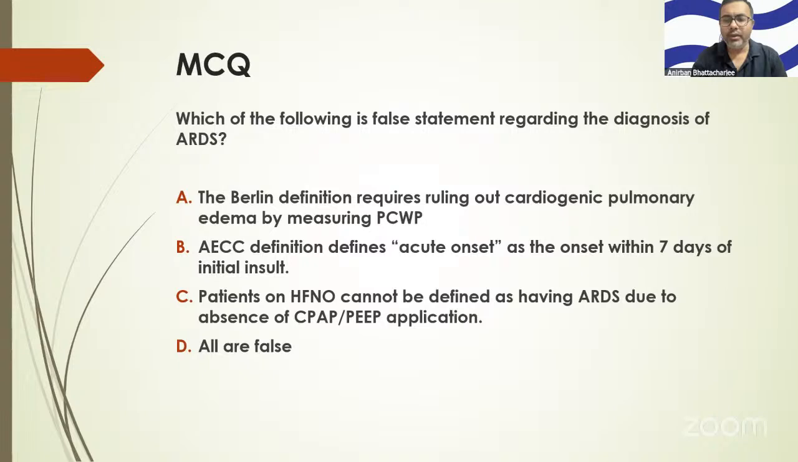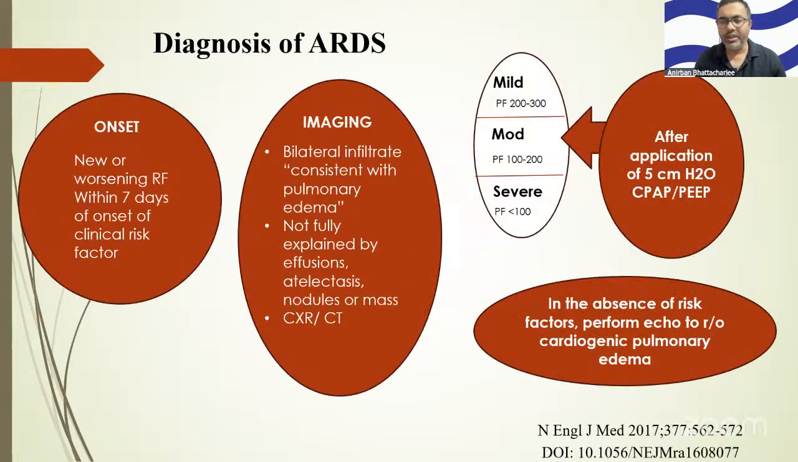Thank you, sir. So, as Srishti was mentioning, she was probably referring to the Berlin definition, which is the most popular definition of ARDS that we have been using for the last 10 to 12 years. It was proposed in 2012. So how do we diagnose ARDS based on the Berlin definition? There are some criteria. The timing of onset, where the new or worsening respiratory failure should start within 7 days of the onset of a clinical risk factor. These risk factors can be pulmonary or extrapulmonary.